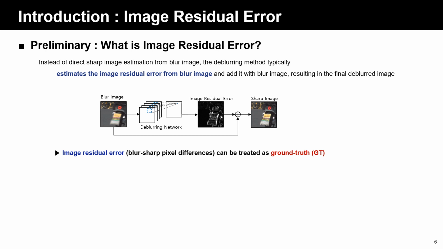Before we go into the details of our method, we first discuss the concept of image residual error. Image residual error refers to the differences between sharp and blur images as shown in the figure. In the deblurring tasks, instead of directly estimating the sharp image, we typically estimate this image residual error and then add it to the blur image. Finally, we can get the deblurred image. For this reason, image residual error can be considered as a ground truth. By analyzing and understanding this ground truth, namely image residual error, we could develop an efficient deblurring algorithm. We will discuss this in the following slides.